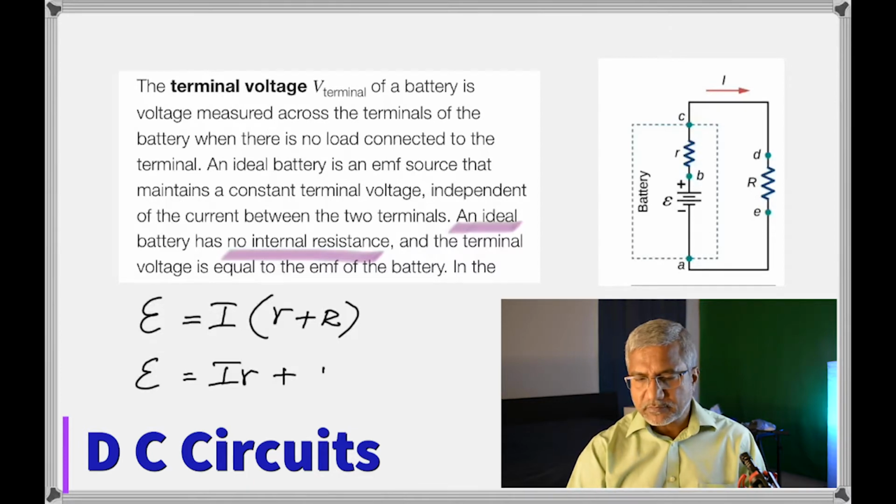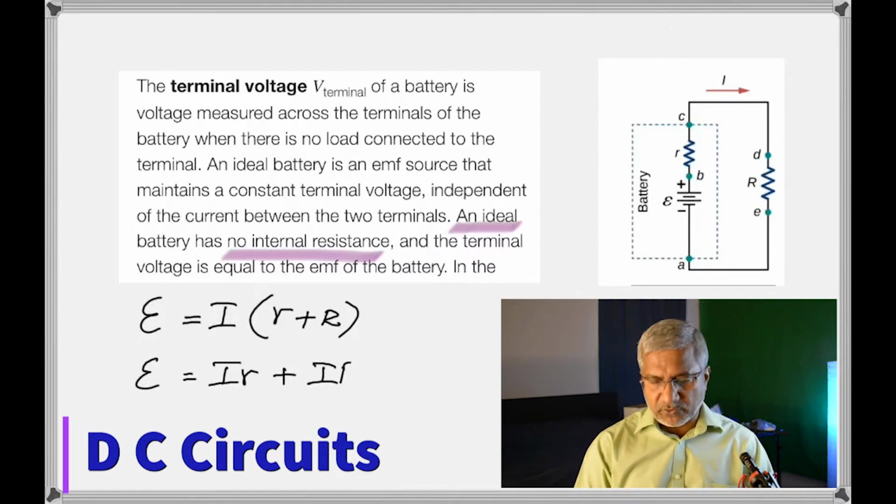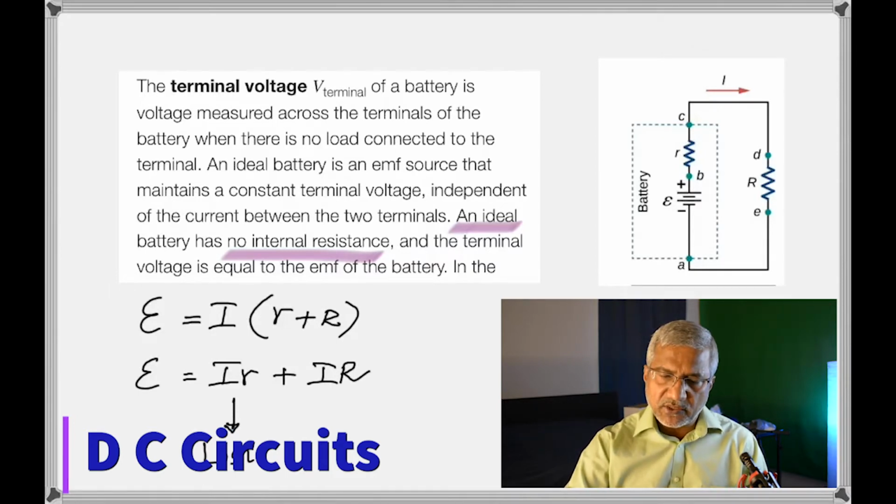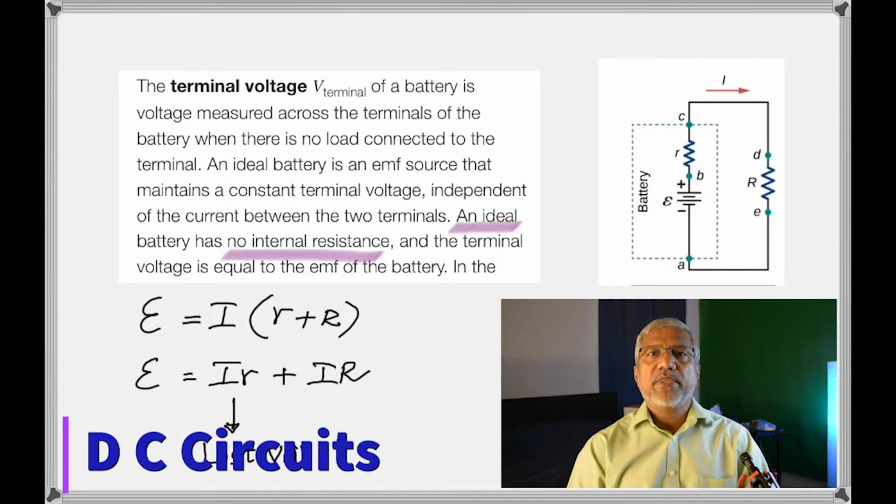When you distribute that, you get IR plus Ir, and this I times little r is the voltage drop inside the battery, so it's called the lost volt. That means it's not available for the external load. That much is lost. So that's why it's called the lost volt. So that's an important formula to remember.